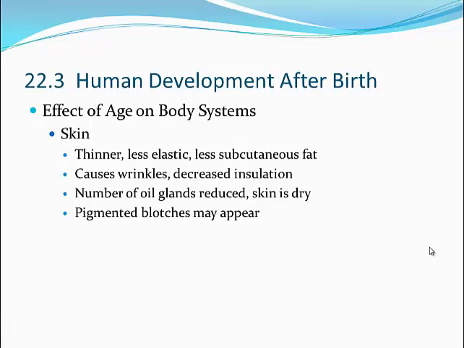As we age, there are several effects on different body systems. The older you become, the skin becomes thinner, less elastic, and your subcutaneous fat layer disappears. This causes wrinkles to appear on the skin and decreased insulation. The number of oil glands is reduced and the skin becomes dry. Pigmented blotches known as age spots may also appear.